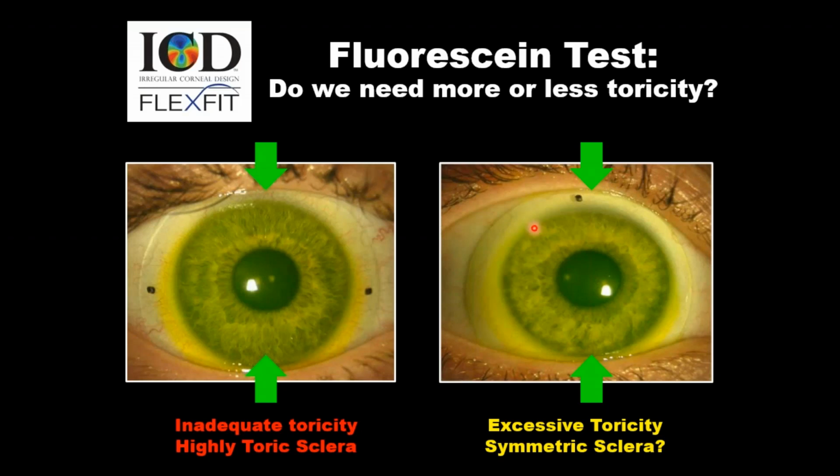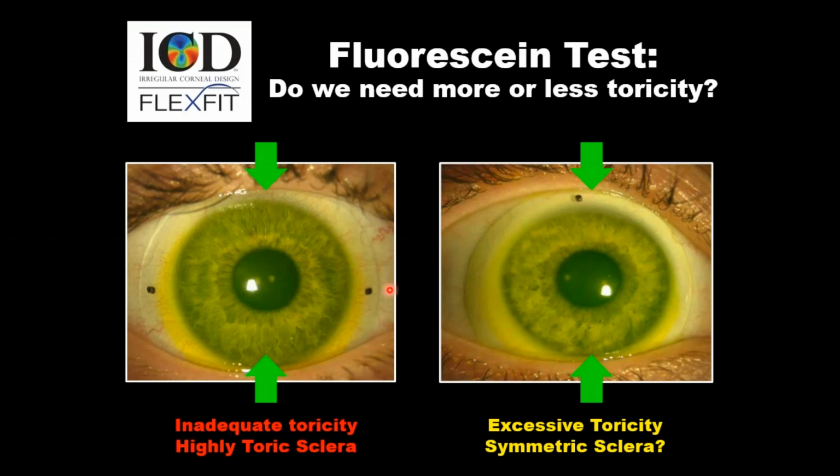Now, conversely, if these markers are at 12 and 6 o'clock, indicating that this is the flat meridian of the lens, 3 and 9 o'clock is the deep meridian of the lens, but the fluorescein is getting in near the markers, then that tells you that the lens is landing down too heavy at the steep meridian and lifting off in the flat. Therefore, you have excessive toricity. You need to decrease the toricity or possibly go to a symmetric landing.